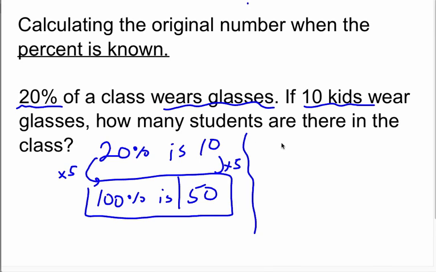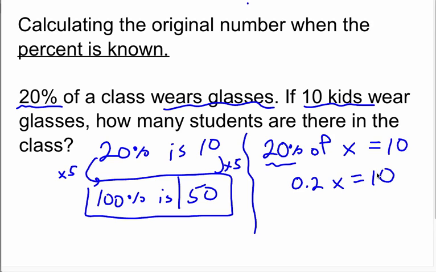There's another way you can do it. If 20% of the class is 10, we can say that there's X kids in the class, so you can say 20% of X is equal to 10. So writing this as a fraction or a decimal, I can write it as a decimal. So I can write this as 0.2 times X equals 10. And to solve for X, I can divide by 0.2. And 10 divided by 0.2 is 5.